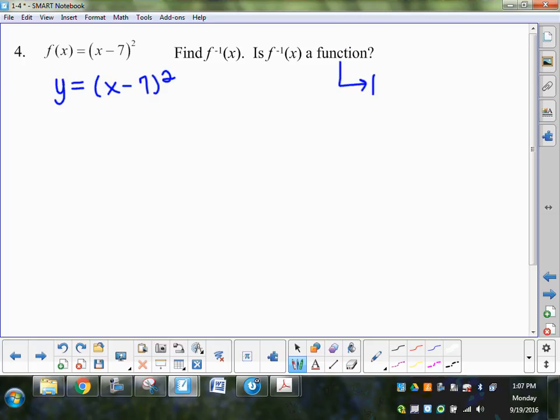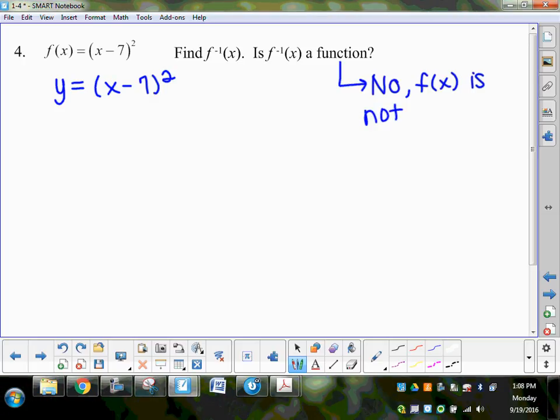Careful. You said f of x is not what? There you go. Not 1 to 1. So now I'm going to switch these two. So if I switch these two, Jared D, what would it look like?